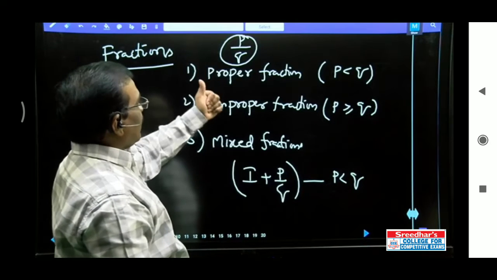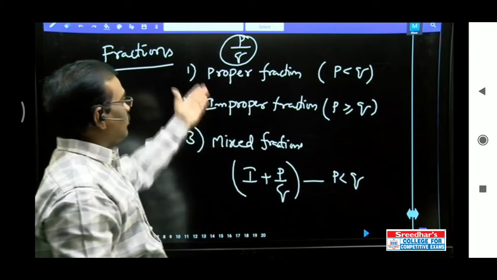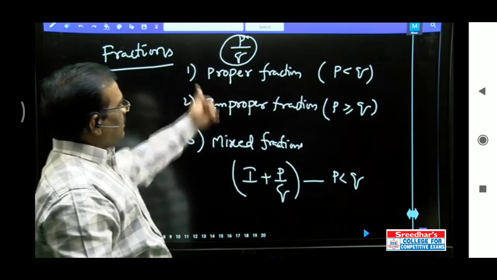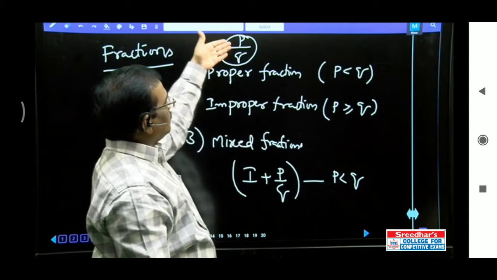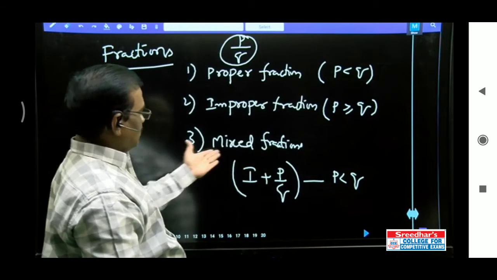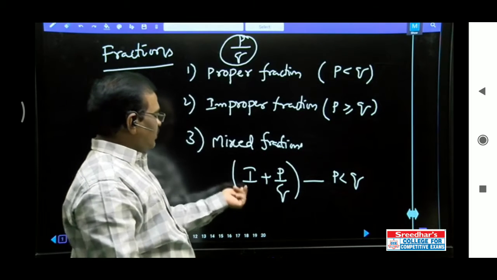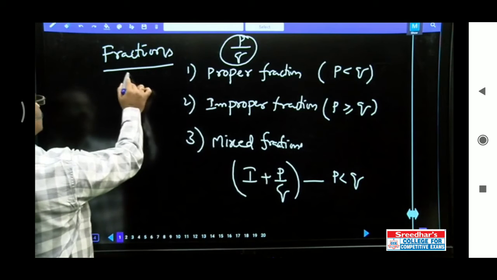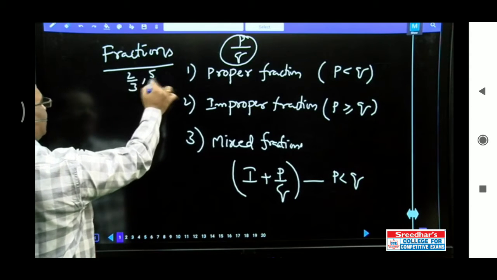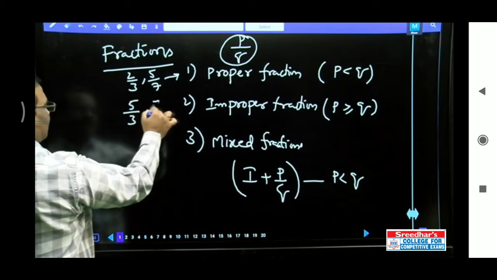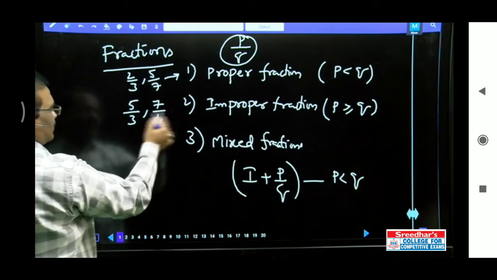There are three different types of fractions: proper fraction, improper fraction, and mixed fraction. What is a proper fraction? A fraction in which the numerator is less than its denominator. In an improper fraction, the numerator is greater than or equal to its denominator. A mixed fraction is a fraction with an integral part, an integer, plus a proper fraction. Examples: proper fractions are 2 by 3 and 5 by 7, where the numerator is less than its denominator.